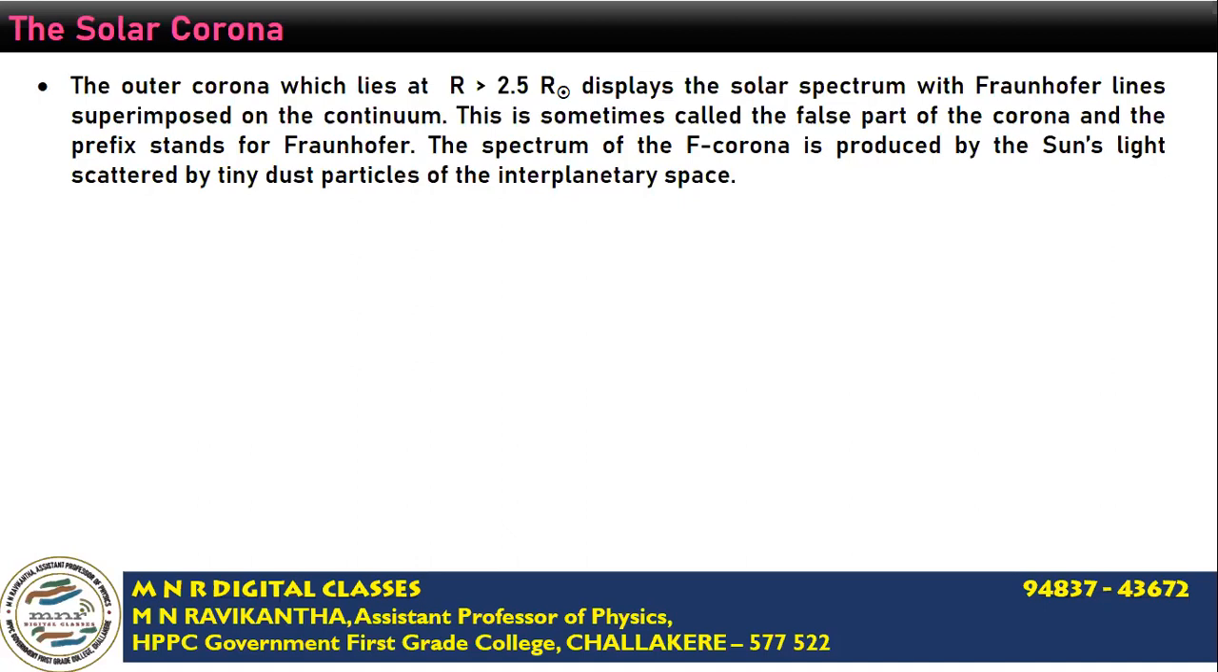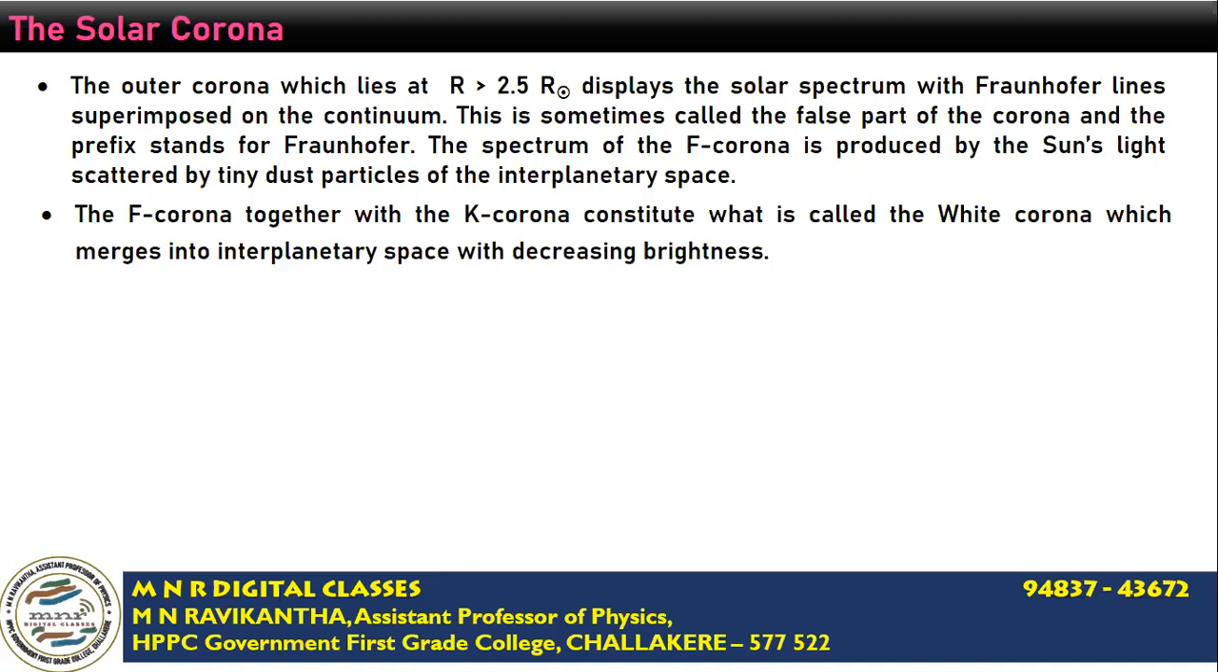The outer corona lies at a distance r greater than 2.5 times the solar radius, and it displays the solar spectrum with Fraunhofer lines superimposed on the continuum. This is sometimes also called the false corona, or F corona. The prefix F stands for Fraunhofer. The spectrum of the F corona is produced by the sun's light that is scattered by tiny dust particles of the interplanetary space.